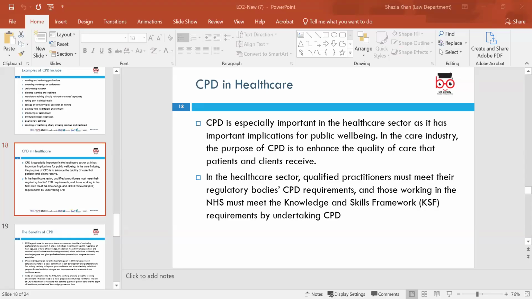Gifty, why do you think CPD is so important within health and social care? It promotes the well-being of the individuals. Sorry, what was that, Gifty? It's Tolu. Tolu. Yeah. Why do you think CPD is so important within health and social care?